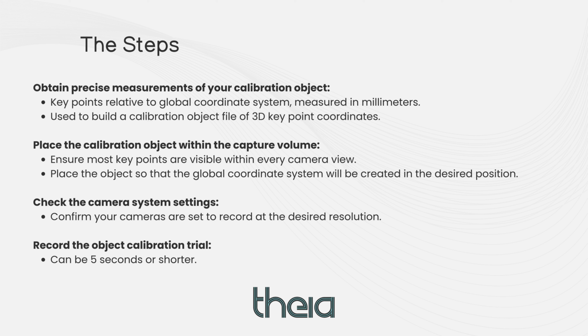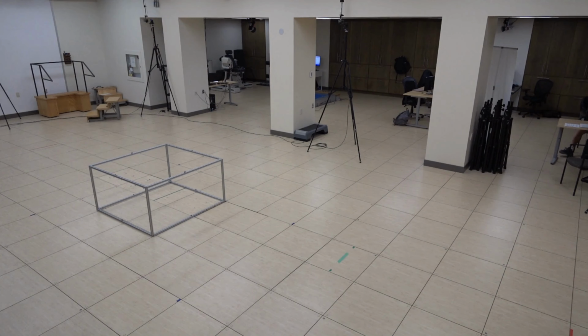Step 4. Record the object calibration trial. With the object positioned within the capture volume and the key points visible in the camera views, record a static trial of the object for a few seconds. This trial can be 5 seconds or shorter. This video is a demonstration of what this process should look like from the perspective of one camera view.